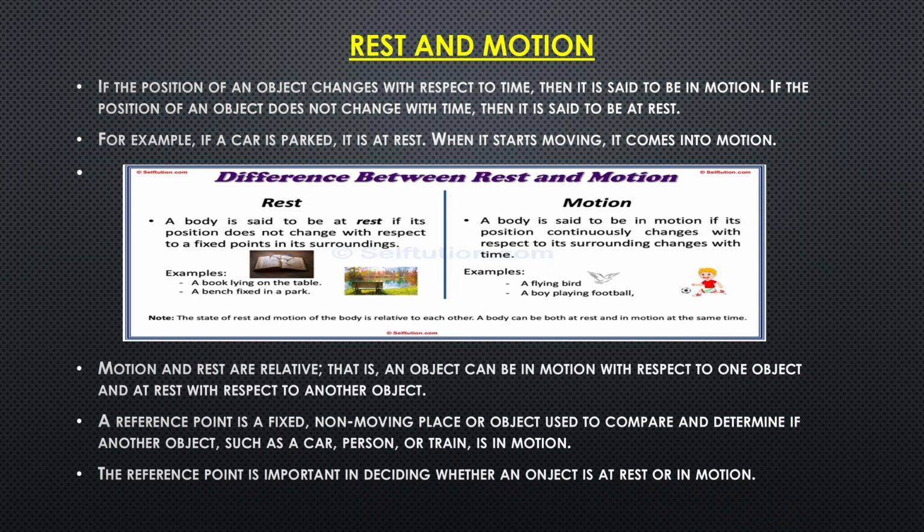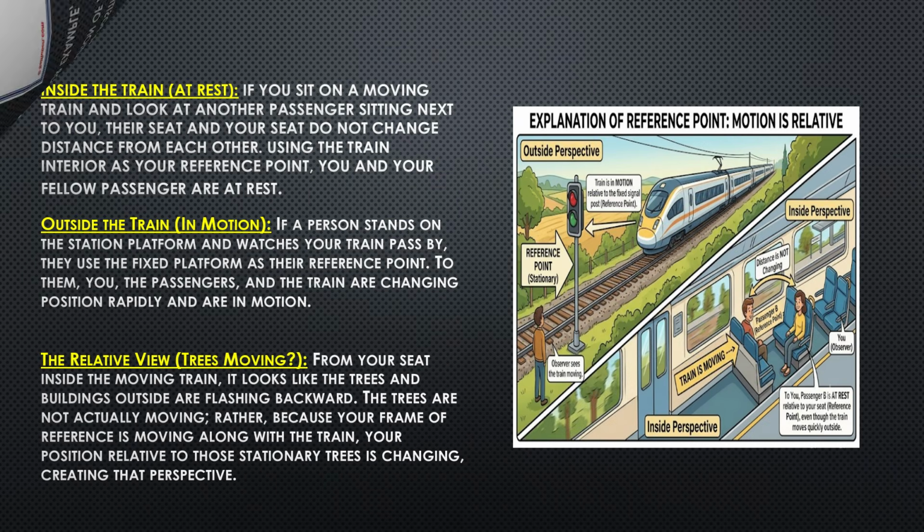Now why is it important? It is important because it is there to decide whether an object is at rest or in motion. We can study this with an example. Let us study rest and motion with the example of a moving train.